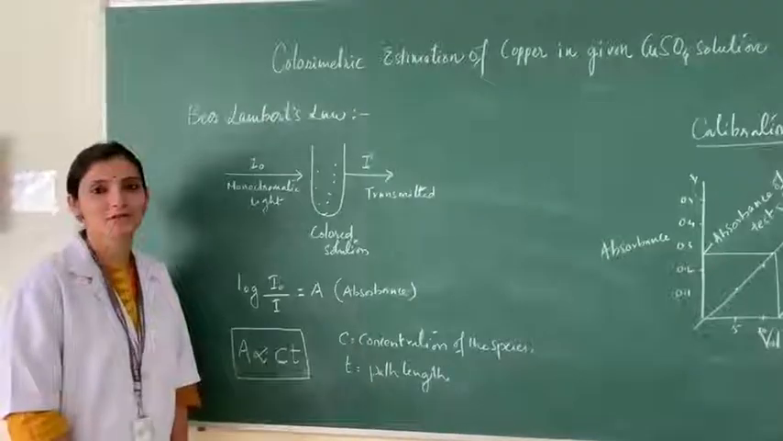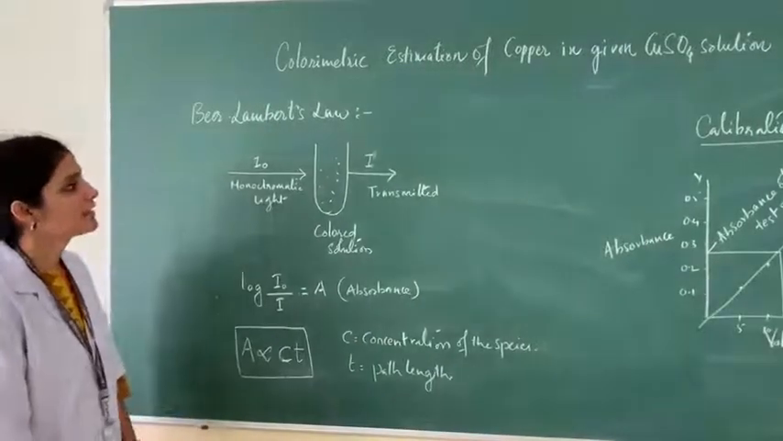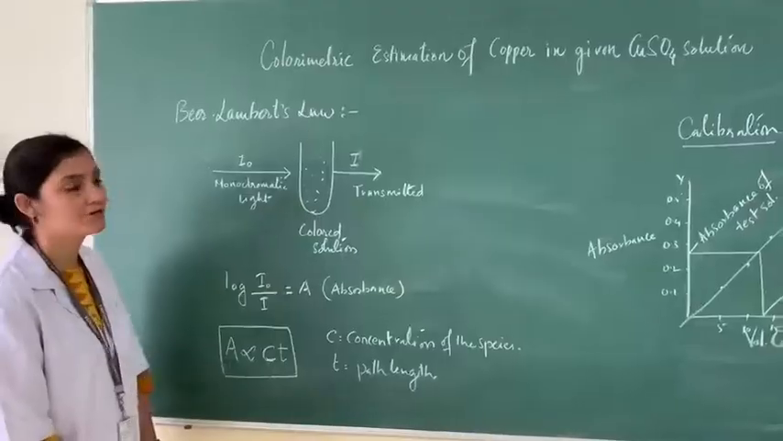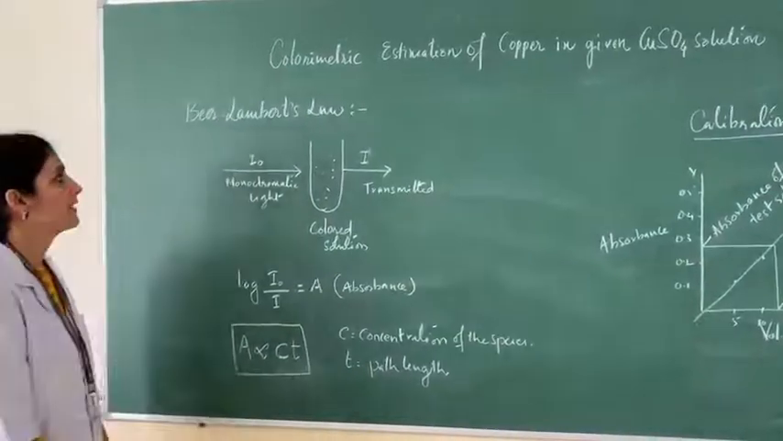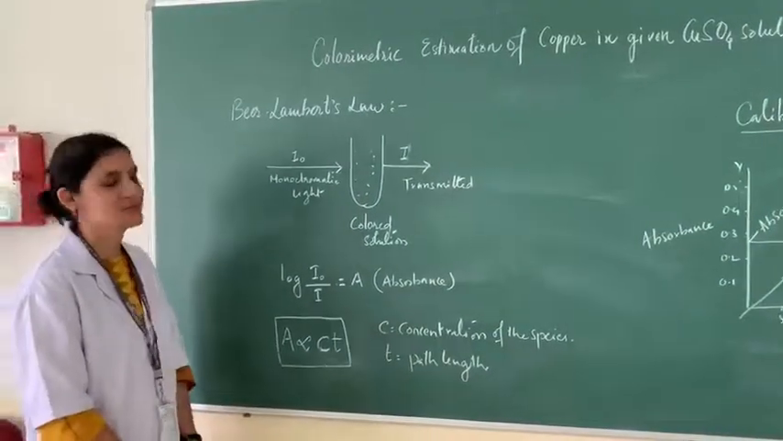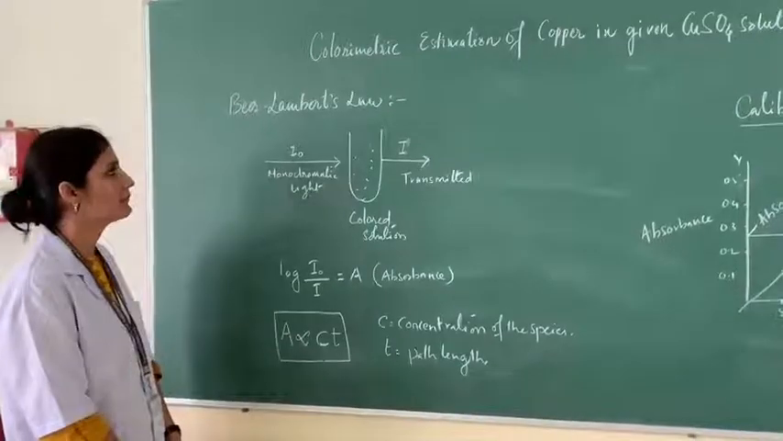Today we are going to learn about a new experiment, which is colorimetric estimation of copper in a given copper sulfate solution. And the law behind which this experiment is based on is Beer-Lambert's law.